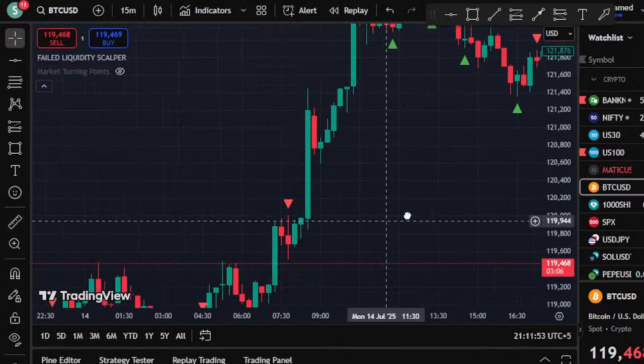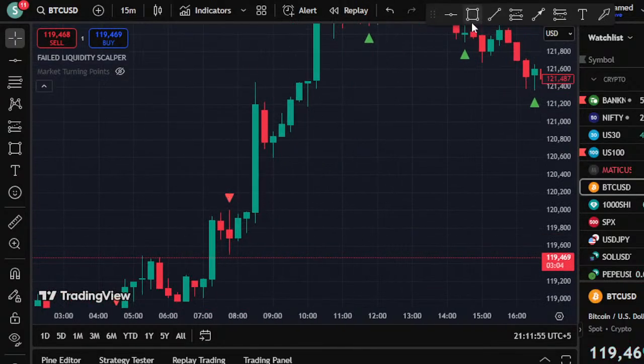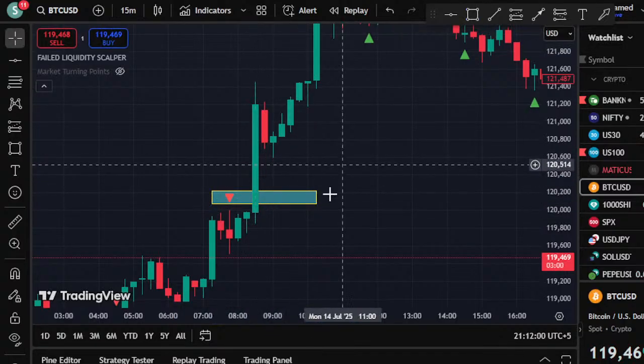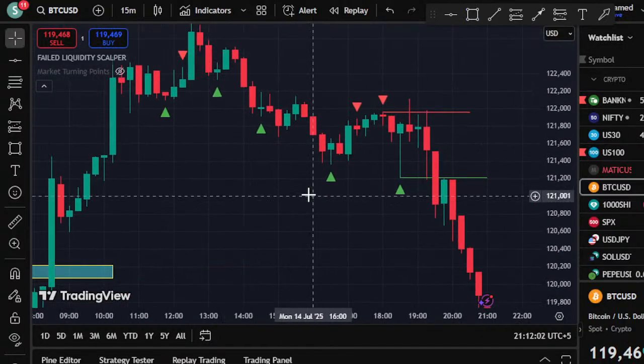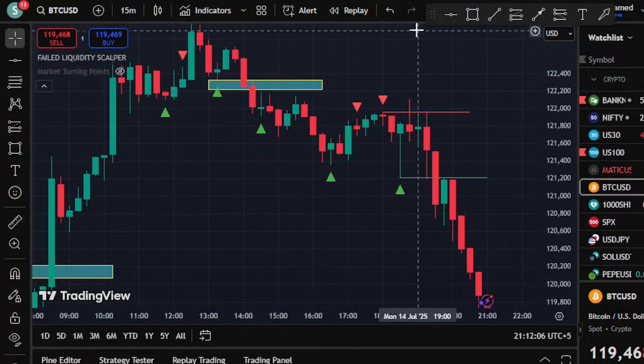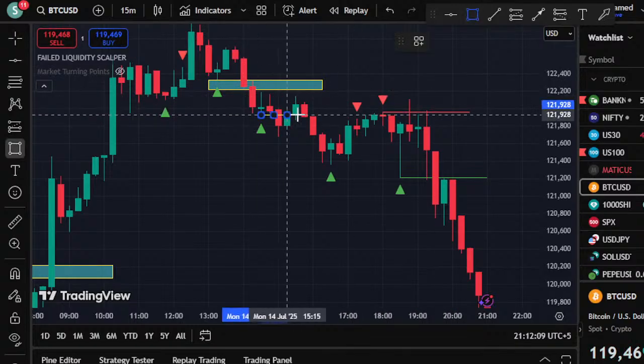Let me show you. This is the 15-minute chart. You can see the price has given a close above the 120 level and then see the big move. Okay, and now just look at Bitcoin. My indicator told you that Bitcoin wants to go down. Just look at this liquidity failure.